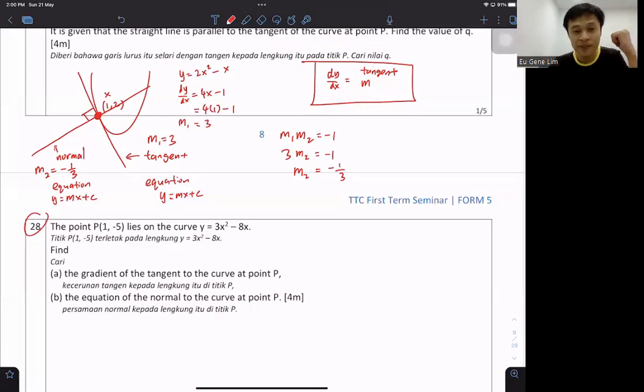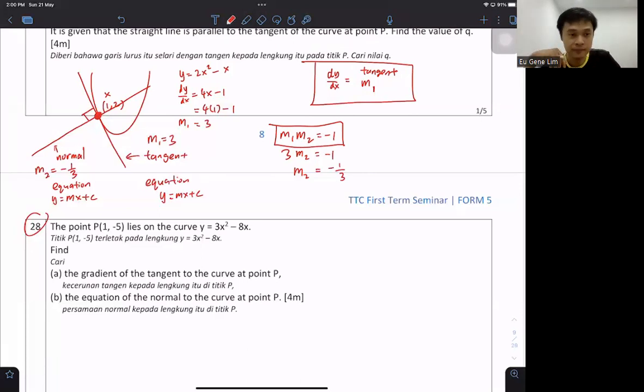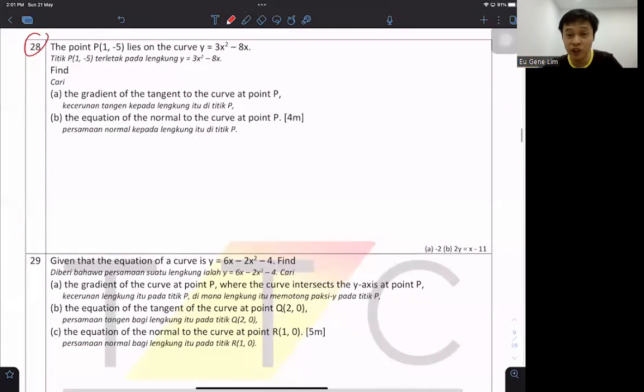So to find the normal gradient, you have to use this formula, m1 m2 equals negative 1. M1 is tangent, m2 is normal. Here also, you see, dy/dx is the tangent gradient, m1. Just remember that. So if you understand this one, then we can do all the tangent and normal questions already. Let's look at the question.